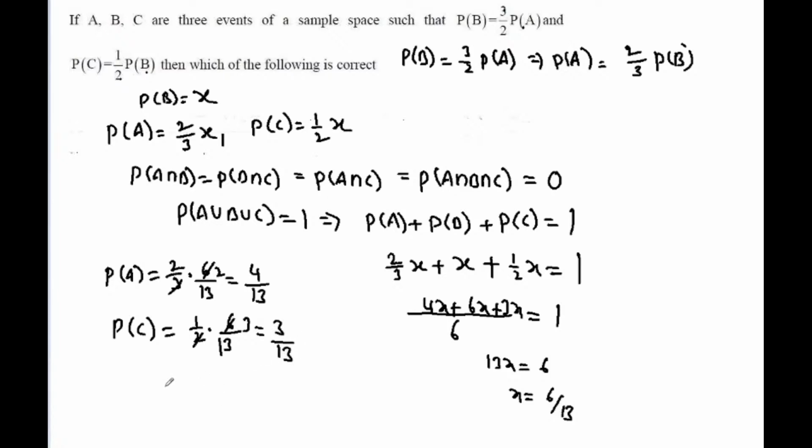And now we find probability of A intersection C. Probability of A intersection C is probability of A plus probability of C. That is equal to 4 by 13 plus 3 by 13 is equal to 7 by 13. That is, first option is correct answer.